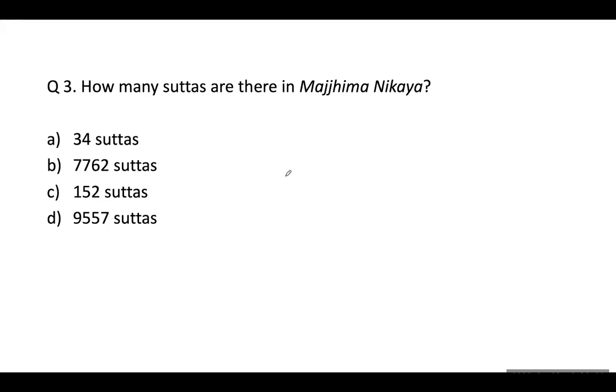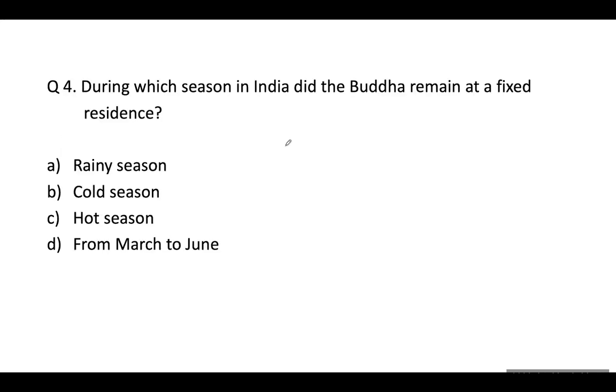Another question is, how many sutras are there in the Majjhima Nikaya? Today you heard this lecture, then you will figure out how many sutras there are in the Majjhima Nikaya. During which season in India did the Buddha remain at a fixed residence? So there are 3 seasons in India. I explain this information in this lecture.